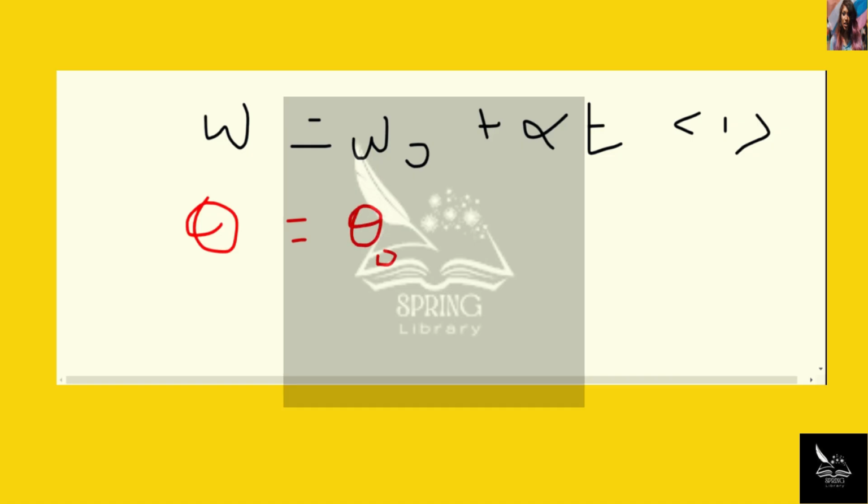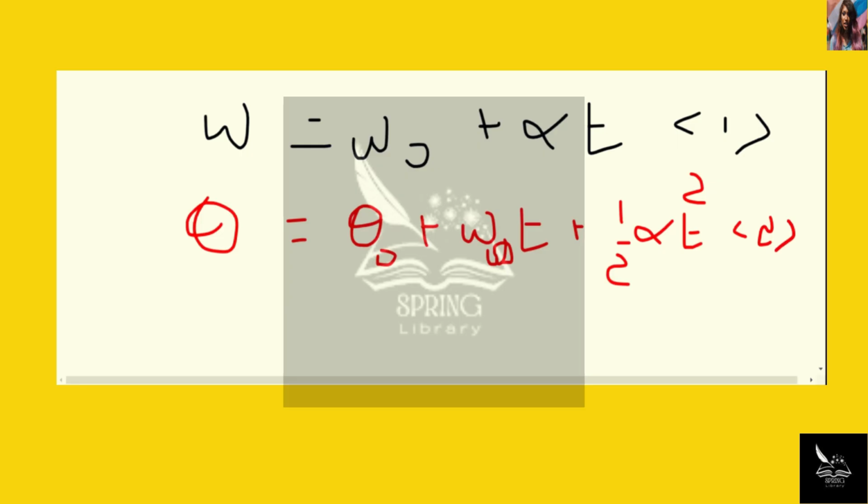So for that, we can write the equation omega is equal to omega 0 plus alpha t. Let's call this equation number 1. Also, we can write it in the form of theta. So theta will be equal to theta 0 plus omega 0 t plus 1/2 alpha t square. Let's call this equation number 2.